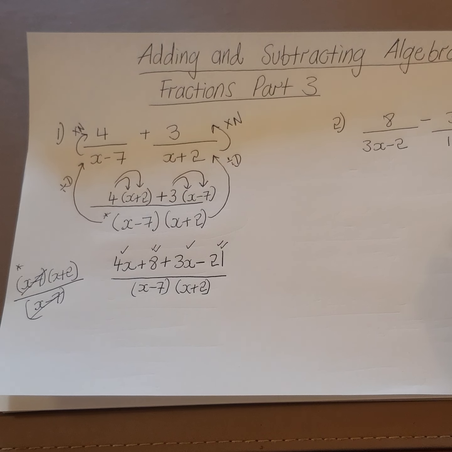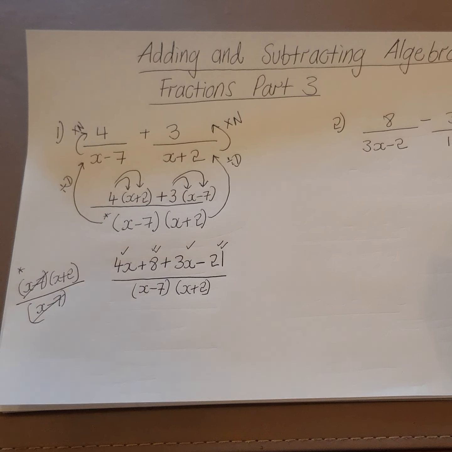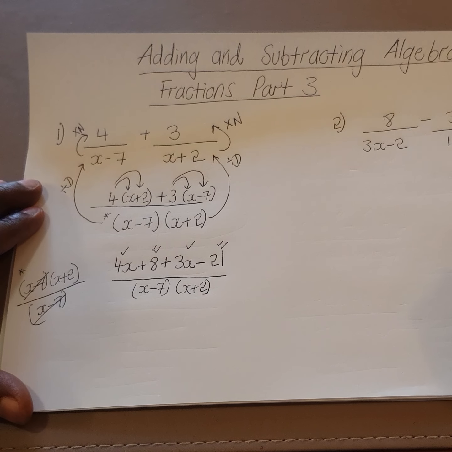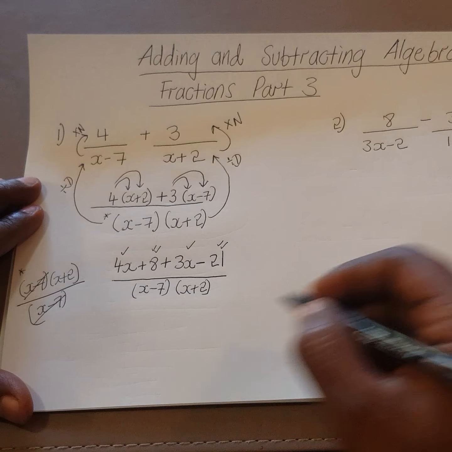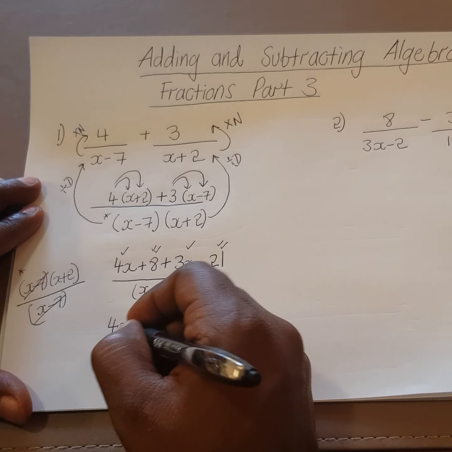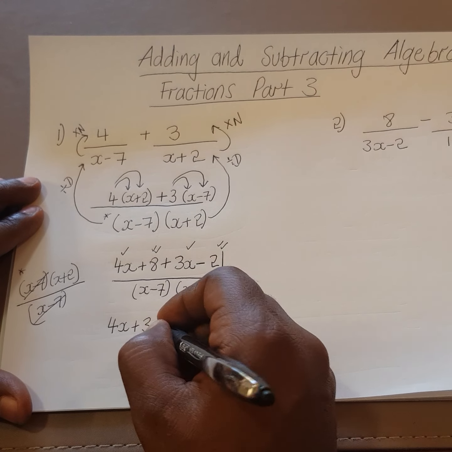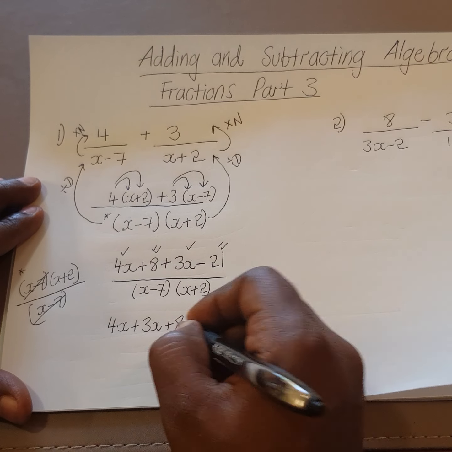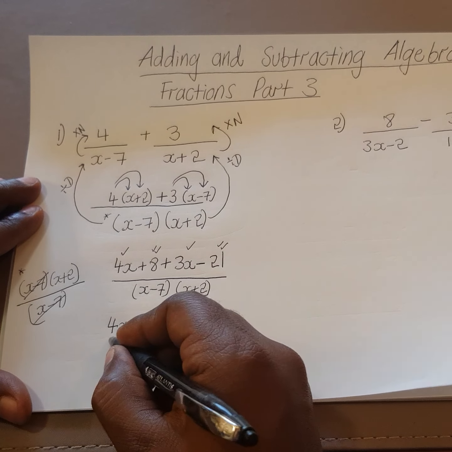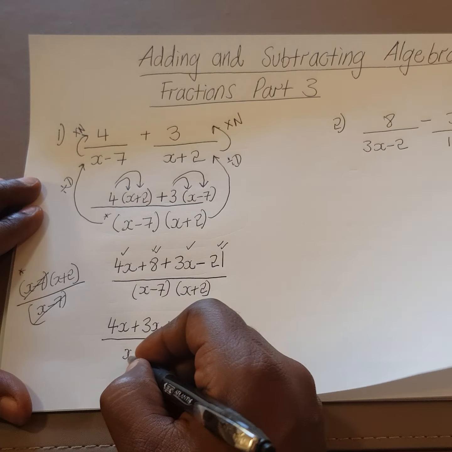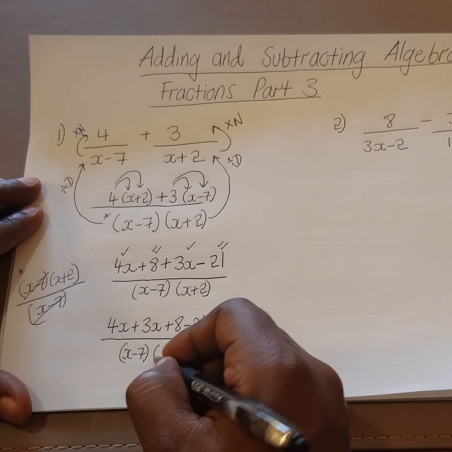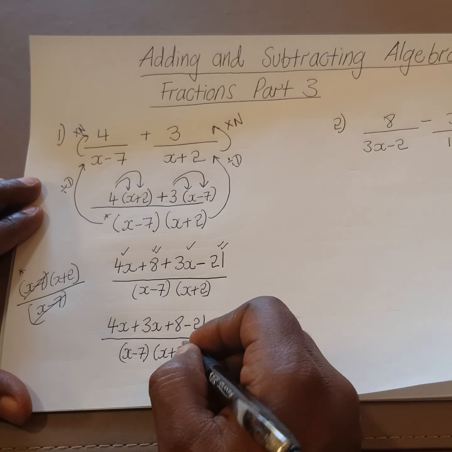I know in the beginner's phase, we used to put different shapes, a circle on a group of terms and then a square on another group of terms, to visually help you understand. But using this method, you already know anyway. So the next thing we need to do is to rearrange: 4x plus 3x plus 8 minus 21 over x minus 2, x plus 2.